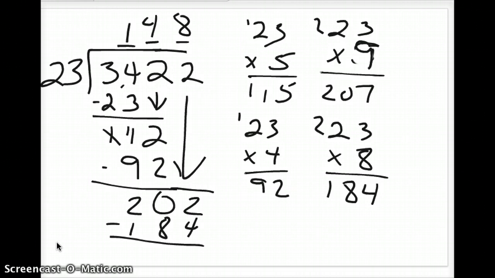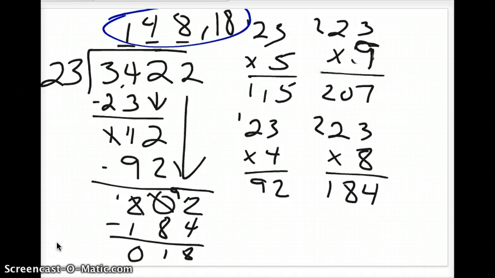You need to subtract that out. Can't take 4 from 2, can't borrow from 0, got to go all the way across. Remember this 10 is going to become a 9 because I'm borrowing it for the 2. 12 minus 4 is 8. 9 minus 8 is 1, and 1 minus 1 is 0. So 18 is less than 23, so that gives me a remainder of 18. So here's my answer: 148, remainder of 18.